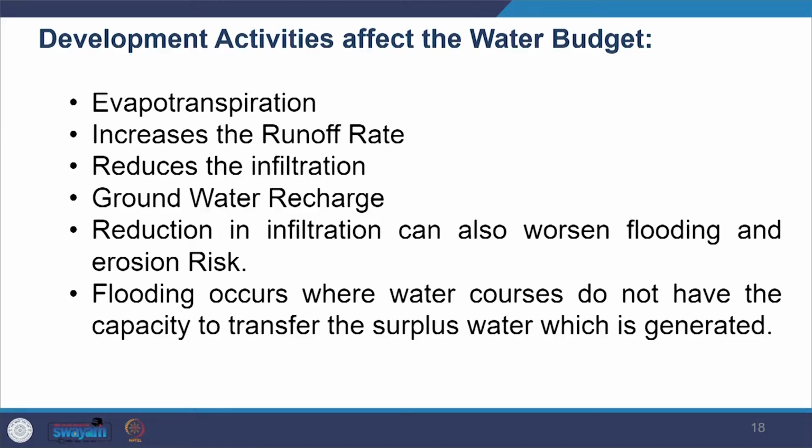Several developmental activities affect this. We see that when the forest cover is removed for urban development, it affects evapotranspiration. It also increases the runoff rate and reduces infiltration, meaning it impacts groundwater recharge. A reduction in infiltration can also worsen flooding and erosion risk. Flooding occurs where water courses do not have the capacity to transfer the surplus water which is generated.